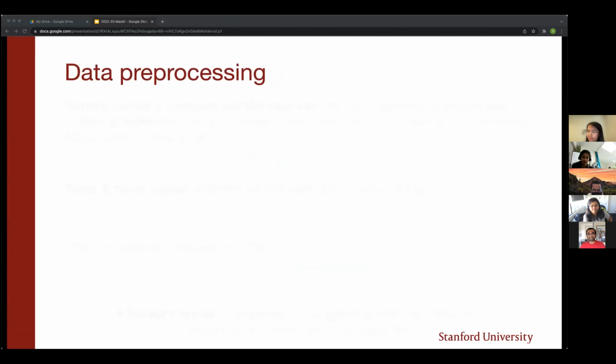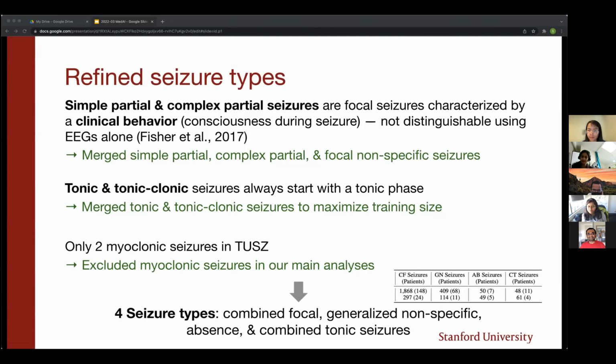Quick question. Is it the case that if an EEG clip is focal, it cannot be a combined tonic? Are they mutually exclusive, or can there be multiple seizure types occurring within a 12-second or a 60-second window? Yeah, that's a good point. For seizure classification, we purposely preprocess the EEG clips so that there is only one seizure type in each clip. I see. But for seizure detection, it doesn't really matter, it's just a binary classification.